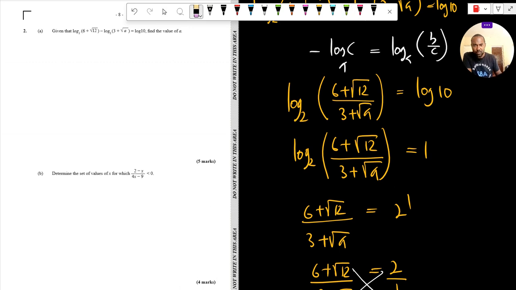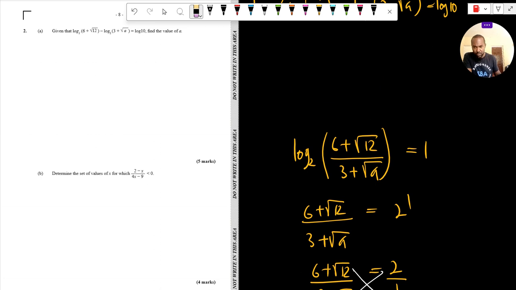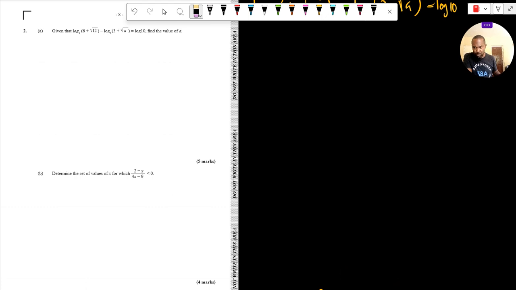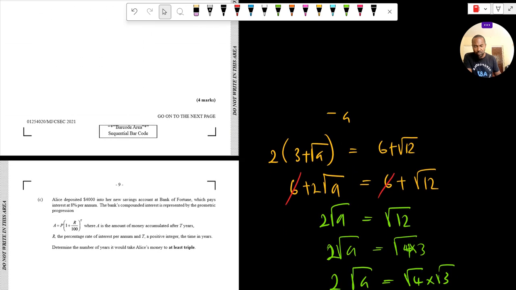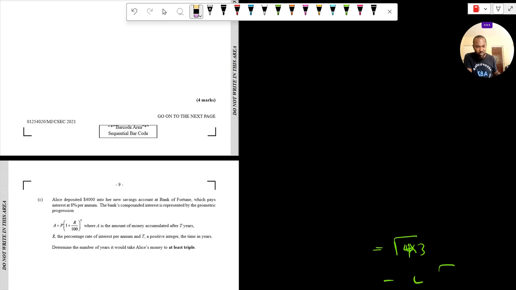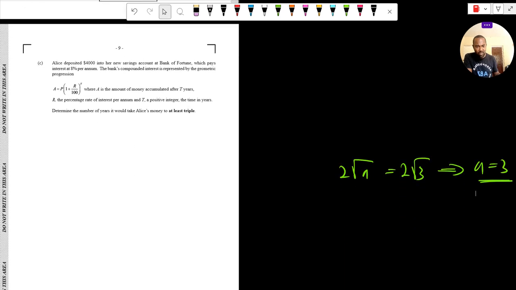So part B deals with inequalities, rational or fractional inequalities, right? So this question basically says, determine the set of values of x for which 2 minus x over 4x minus 9 is less than 0. Now, what we must remember is when dealing with inequalities like these, sometimes we may need to multiply or divide across both sides of the inequality by a particular expression. Whenever we multiply across an inequality by an expression, we must ensure that the expression could never be negative, so that we don't have to worry about the direction of the inequality reversing.